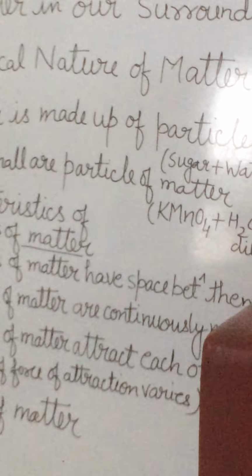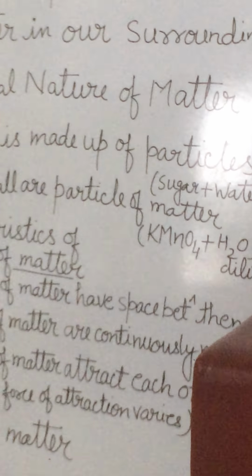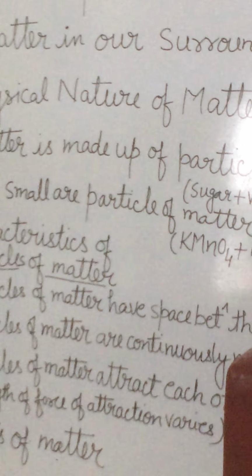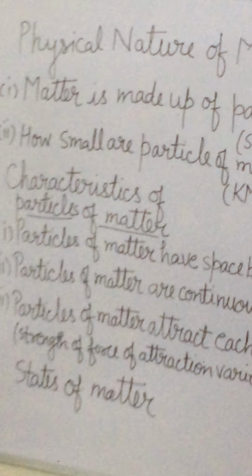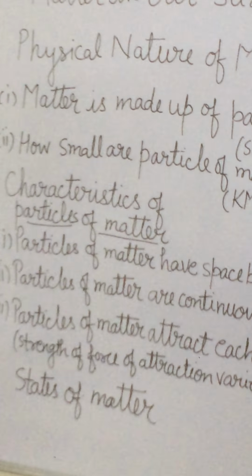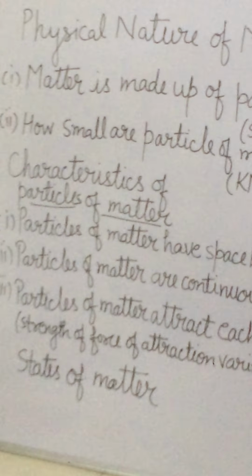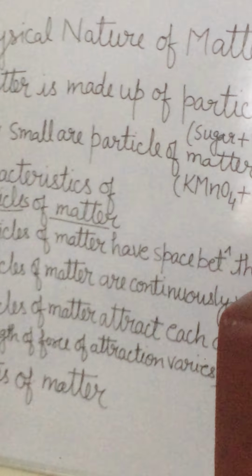So these two properties I have explained to you with the help of these two simple activities: particles of matter have space in between them, and second, they are very, very small. And now come to the characteristics of particles of matter. What are the characteristics of particles of matter? So the first point is, particles of matter have space between them.